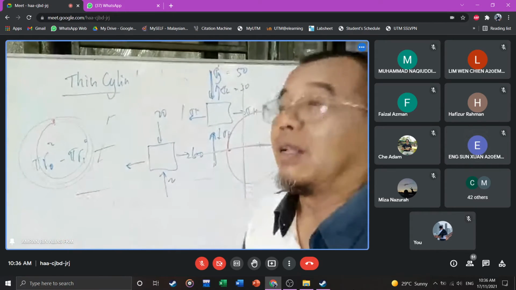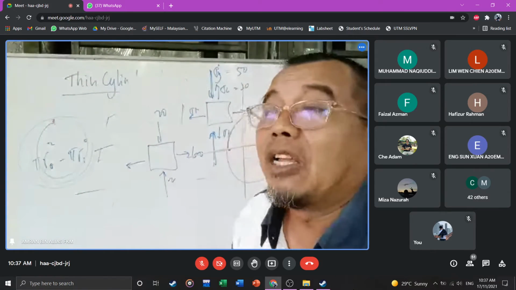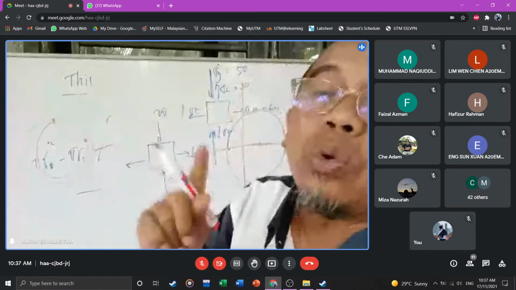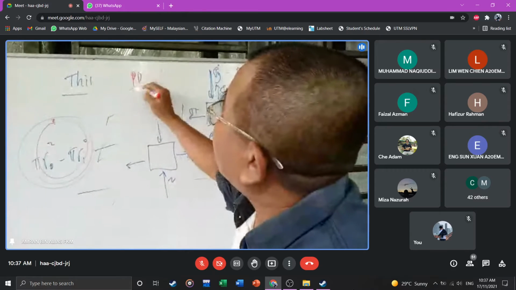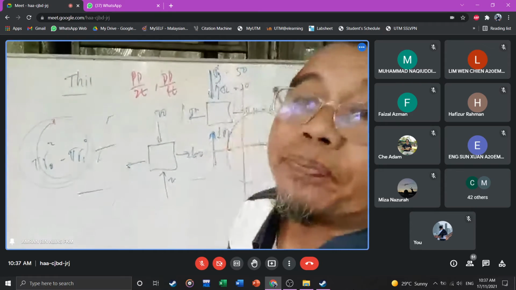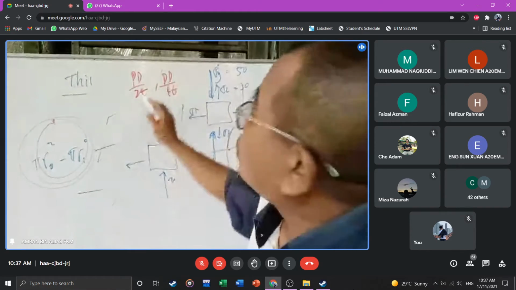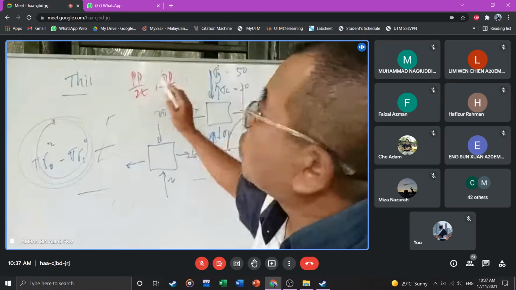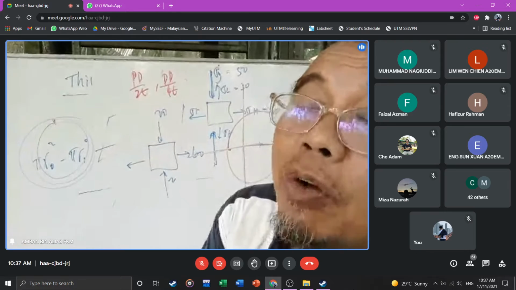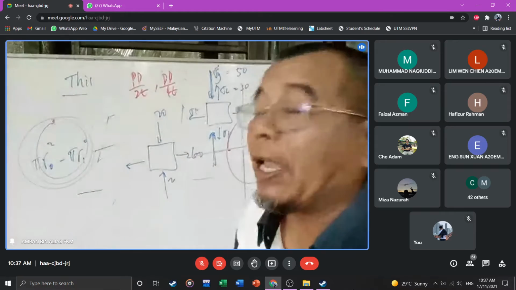So this is a thin cylinder, and a thin cylinder has only two formulas: PD over 2T and PD over 4T. So make sure you are using the correct units: change to meter, change to meter, change to Newton. Only then you get the answer in Pascal, Newton over meter square. If not, haywire. Are you with me? Yes.